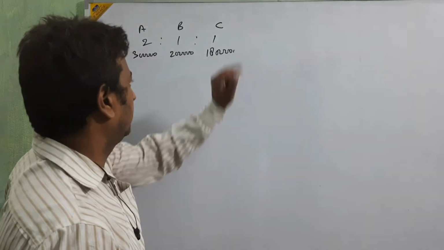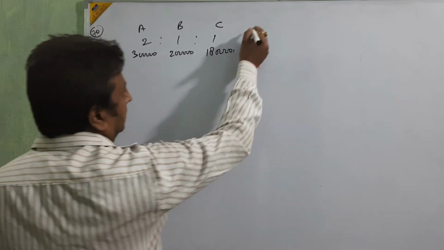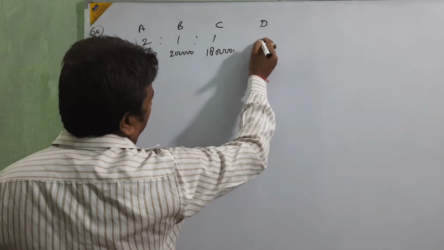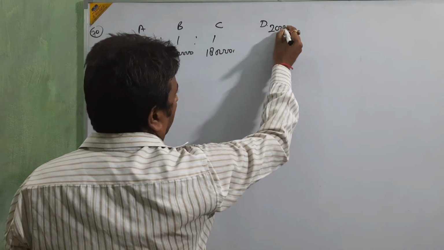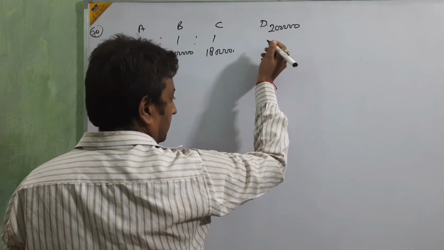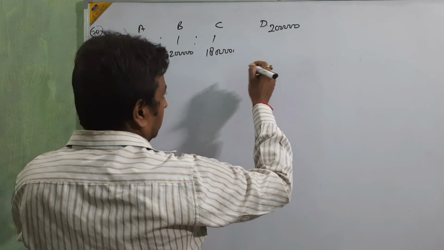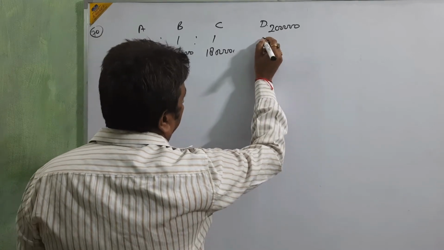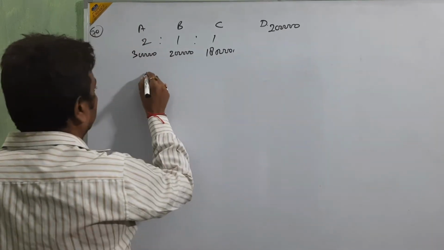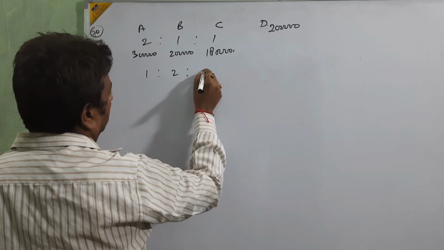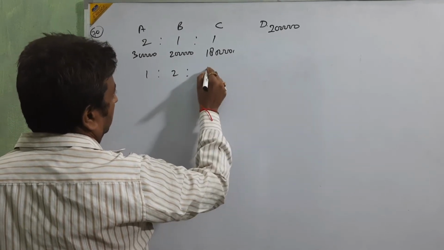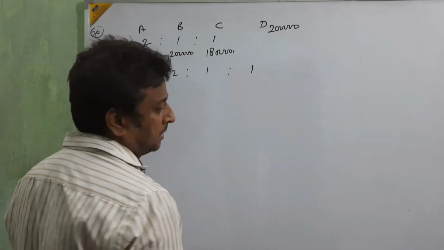On the 1st April 2018, they admit D as a new partner. D brought 2 lakh for his capital and necessary amount of a share of goodwill premium. The new profit sharing ratio between A, B, C and D will be 1:2:1:1. This is the new profit sharing ratio.